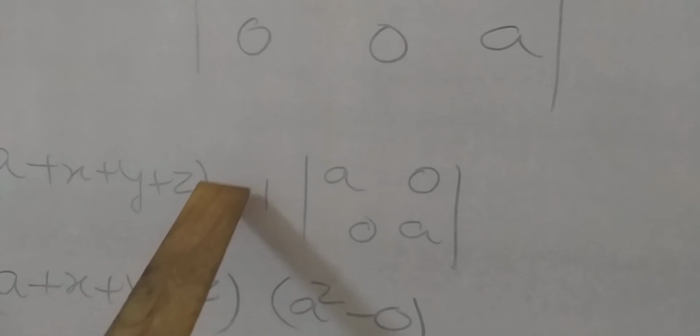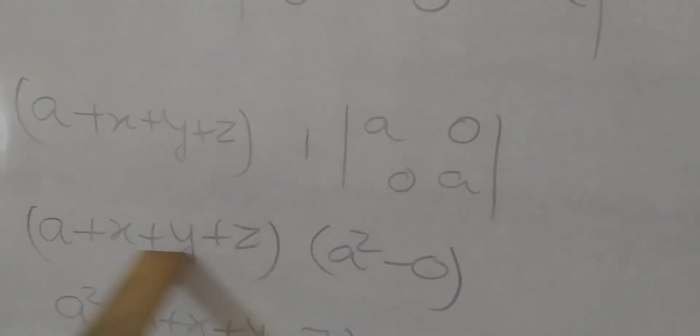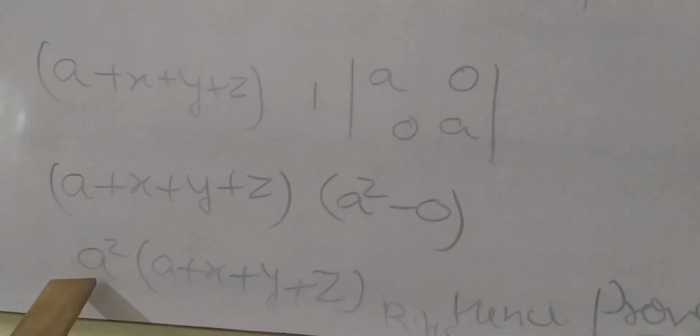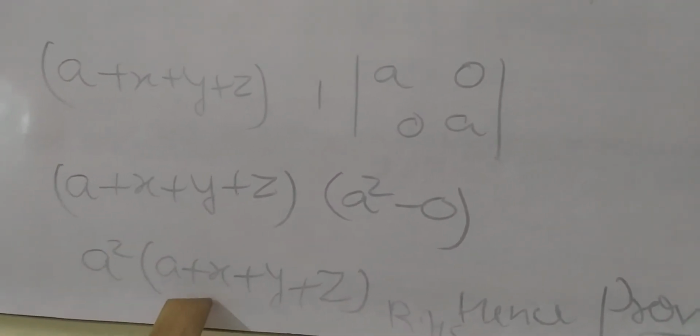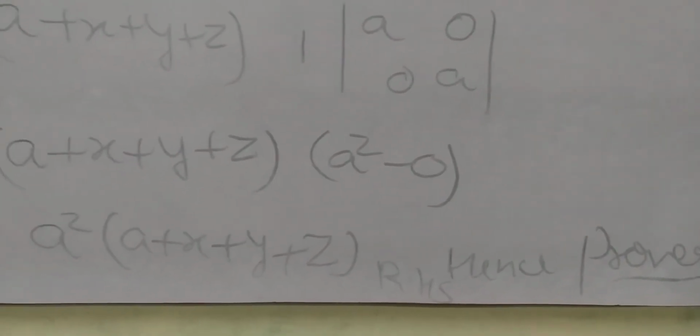So let us do the calculation: 1 times A square minus 0. So A plus X plus Y plus Z times A square minus 0, A square. Our answer is A square times A plus X plus Y plus Z. So this is the RHS, students. Okay, students.